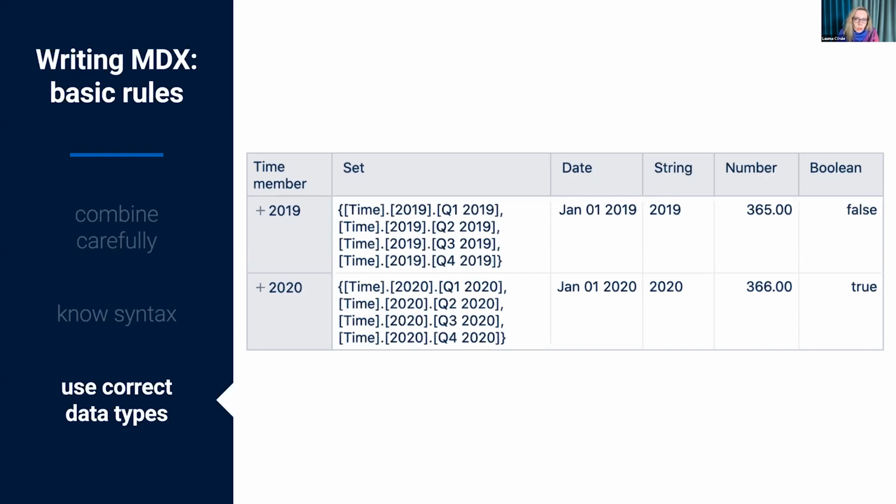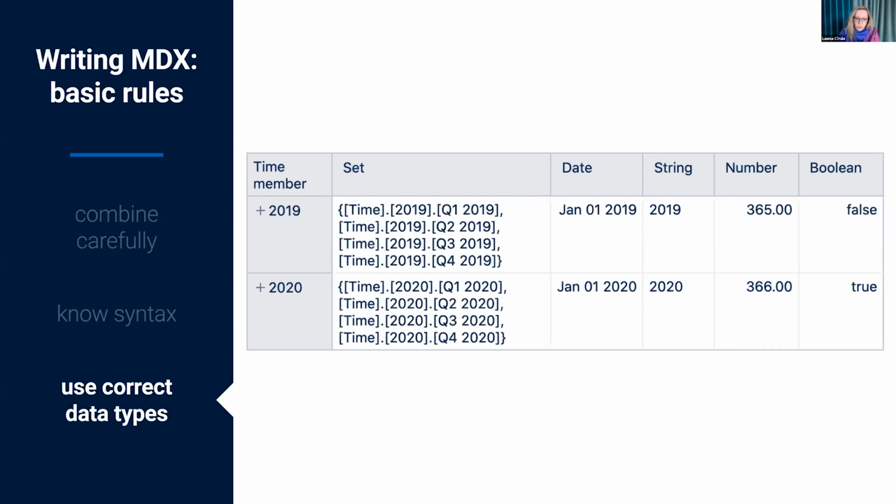So here we have a starting date of the year. Issues have creation and resolution dates. Strings are the names of the members usually, or some other properties that they have. And then there is the number field that you can calculate from different available measures, or just here there is the difference, how many days are in the year, and the Boolean values, which are true or false. In this case, is it the current year or no? So the data types are very important.